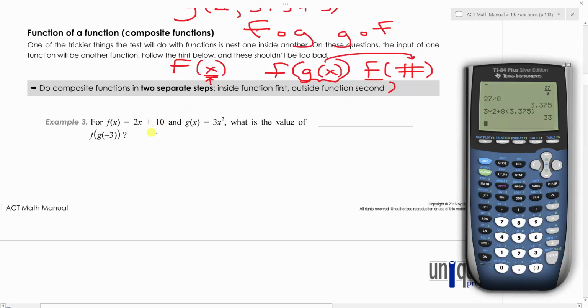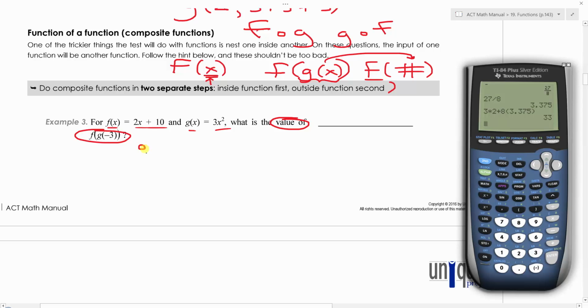So down here in number 3, again, if you want to do it on your own, pause the video and take a stab at it. They are asking for the value of f of g of negative 3 when f of x equals 2x plus 10 and g of x equals 3x squared. So what I'm going to do first is what I set up here. I'm going to do this in 2 separate steps.